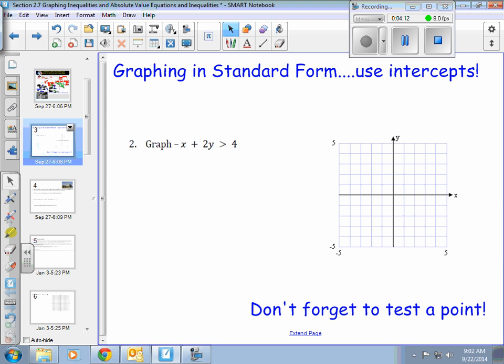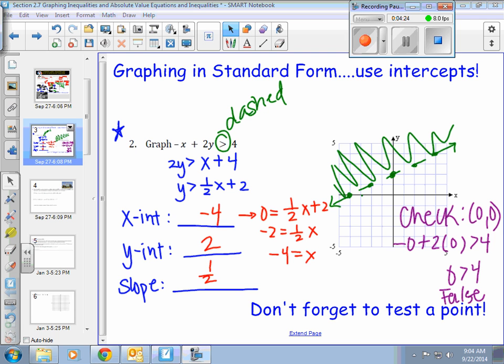I would like for you to go ahead and graph number 2 on your own. Where it says don't forget to test a point, that was like how we just tested the point (0, 0) before. So go ahead and do example 2. Here is the solution for number 2, so make sure you look it over. It should be dashed, and it says y is greater than 1/2 x plus 2, so you should be shading above. If you check the point (0, 0), you should see that you should not be shading there. If you have any more questions on this, we can answer them tomorrow in class.